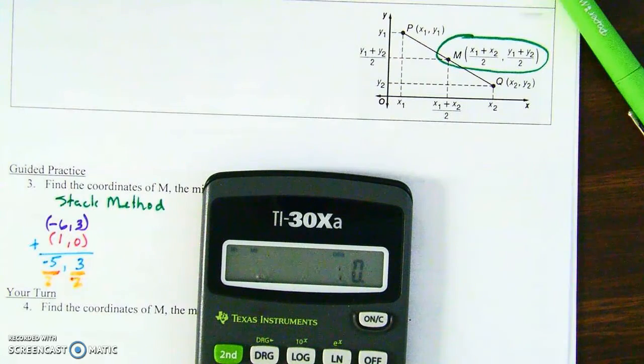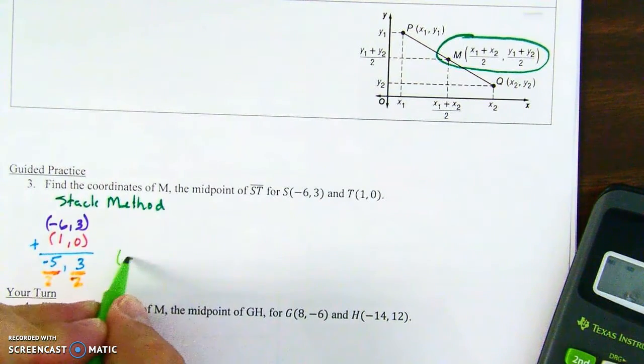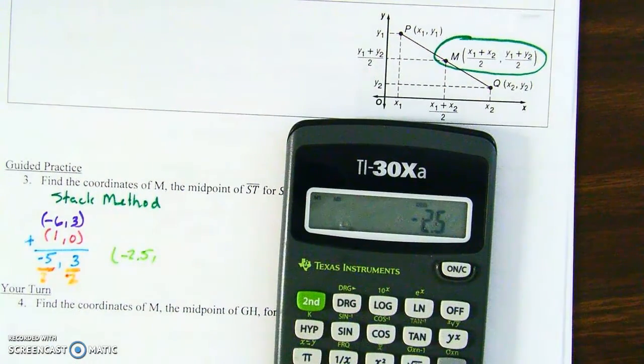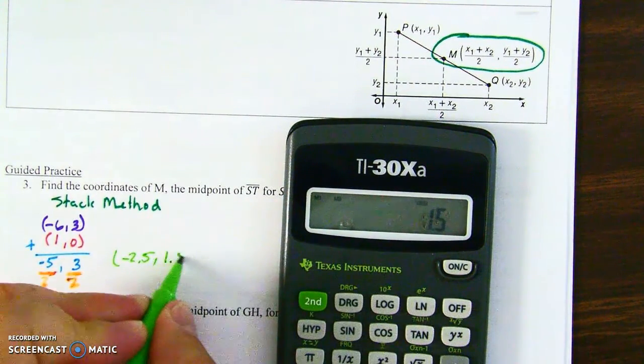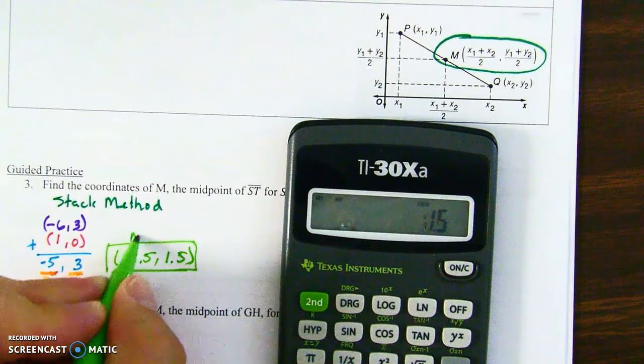We're going to go negative 5, divide by 2, which gives us negative 2.5. And then we'll do the same thing to the second one, which is 3 divided by 2, which gives us 1.5. And this is our answer. This is our midpoint.